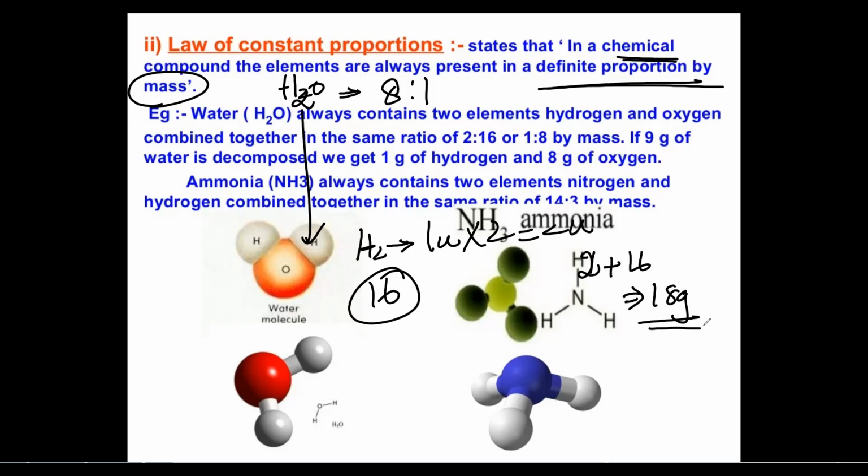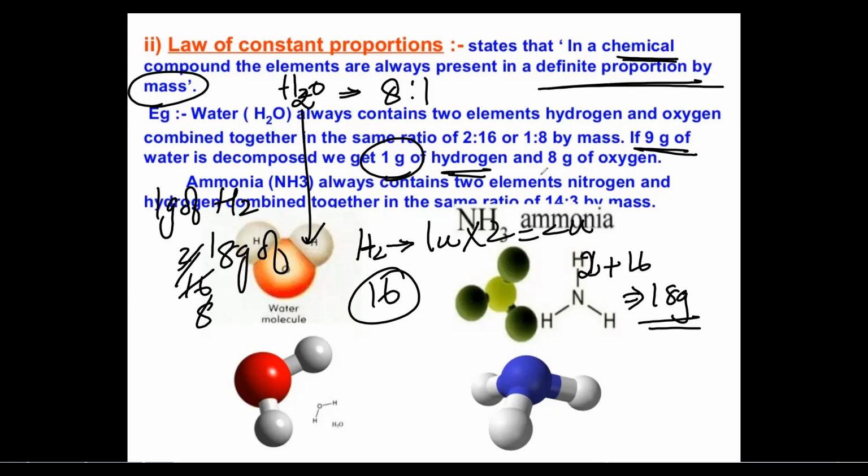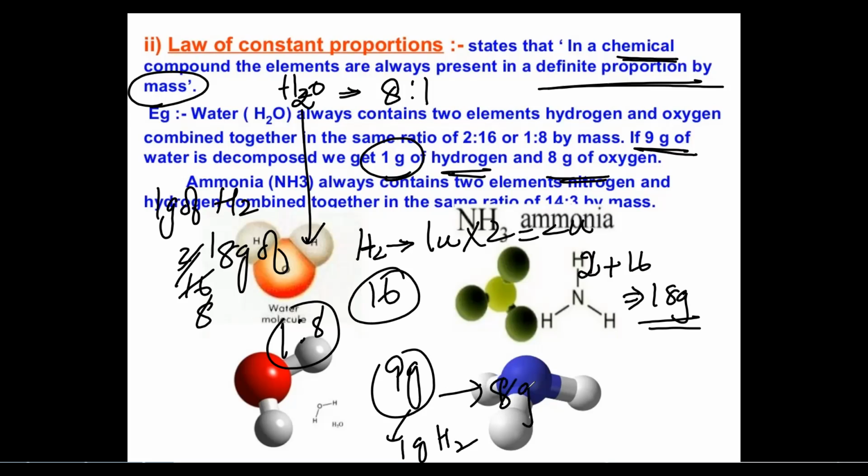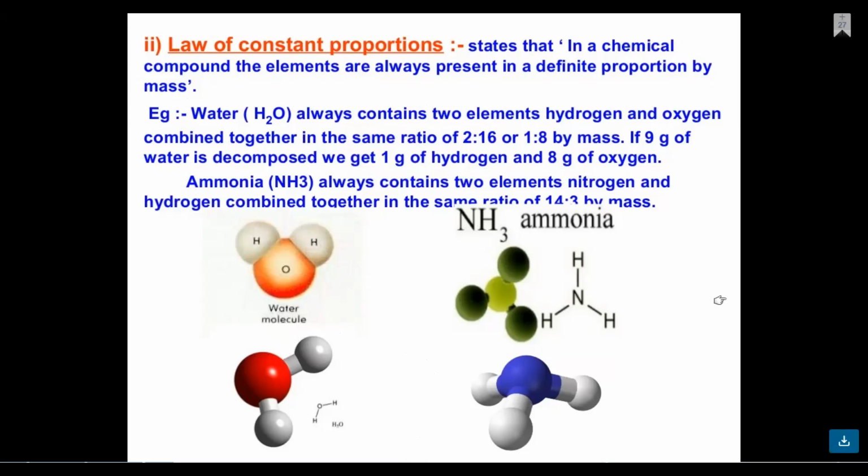How is that 1 is to 8? If I divide 2 by 16, as I told you, it will be 1 is to 8 by mass. So 9 grams of water, if it is decomposed, will give us 1 gram of hydrogen and the remaining 8 grams of oxygen, that is 1 is to 8 only, right? That means in 9 grams of water, 1 gram of hydrogen is formed and 8 grams of oxygen is released.